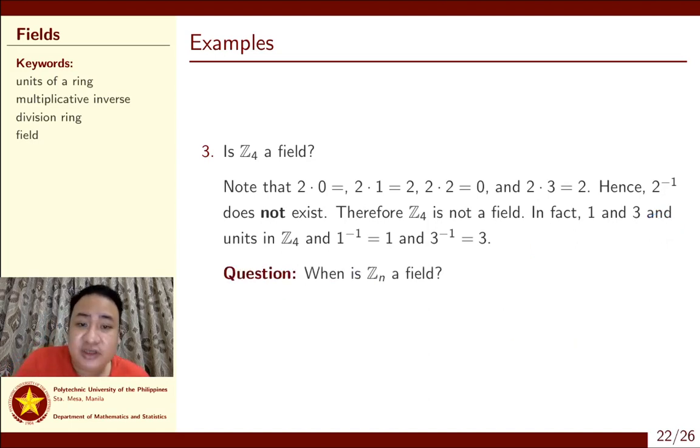So, meron tayong general na question. When is Z sub n a field? Kasi hindi lahat ng Z sub n field; ang Z sub 5 field, pero ang Z sub 4 hindi. Kailan nga ba nagiging field ang Z sub n? So later, we shall have an answer for that. In fact, the answer is when n is what? A prime number. 5 is prime, 4 is not prime.